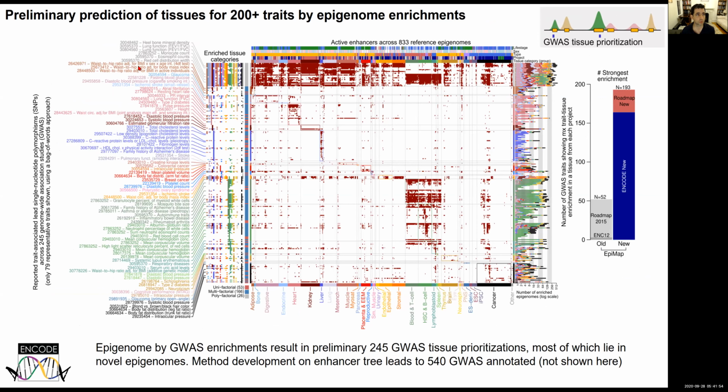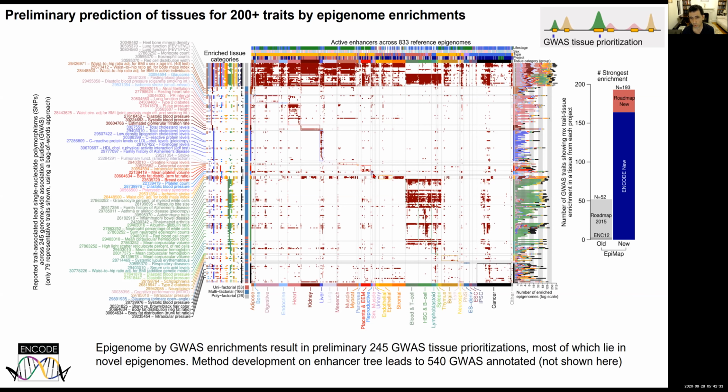We've used that to now predict the cell types of action and the tissues of action for 540 different traits that you can see here across 833 reference epigenomes. We're only showing a very small subset of the traits in order to be able to read the font, but you should already realize that there's a subset of traits that appear to be extremely broadly enriched across many, many tissues. We call these polyfactorial and multifactorial traits, and these are some of the typical traits expected to be very broadly active.